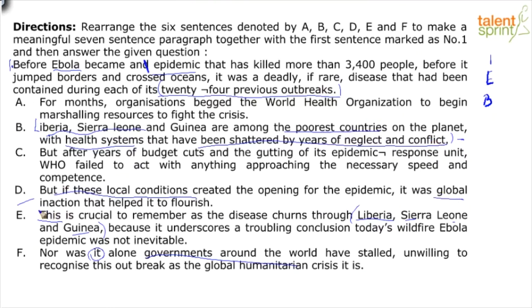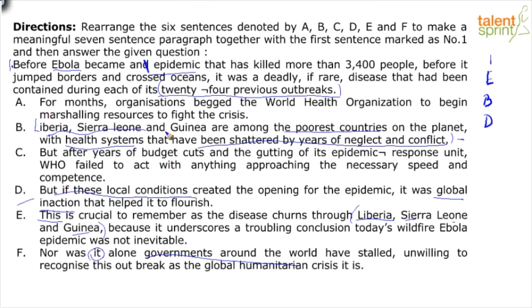Now, global inaction is a clue word here, a keyword here. So after E, B, D, what is the global inaction that helped it to flourish? It's not only the poor conditions in these countries, but also the global inaction. So globally, making reference to what can be the next sequence. Yes, now you introduce: what was the global inaction?